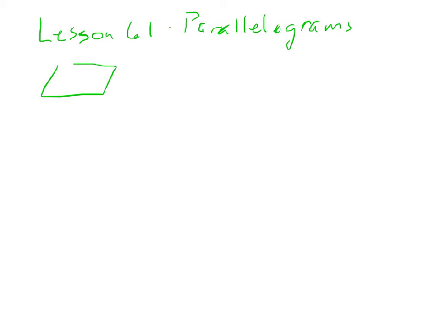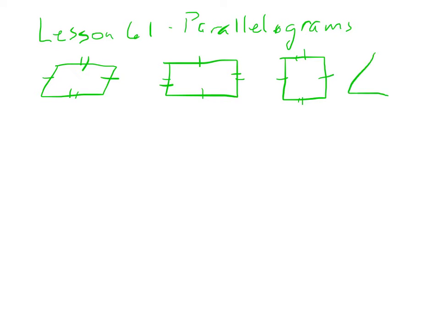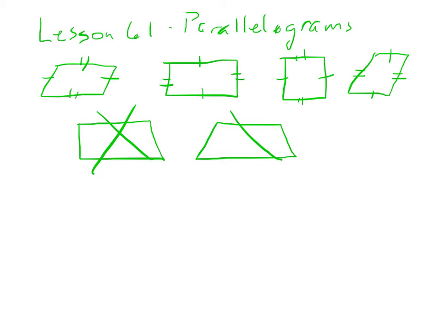Remember that this is a parallelogram. A parallelogram has two opposite sides that are parallel. So this side is parallel with this side, and this side is parallel with this side. A rectangle is a parallelogram. A square is a parallelogram. And a rhombus is a parallelogram. However, a trapezoid like this or like this is not a parallelogram.